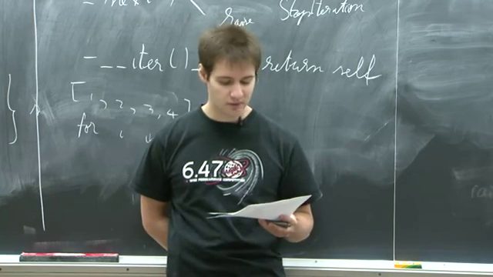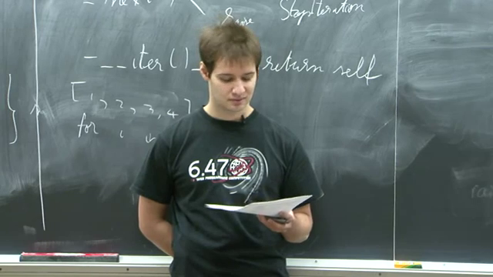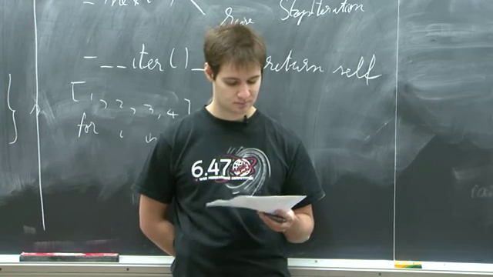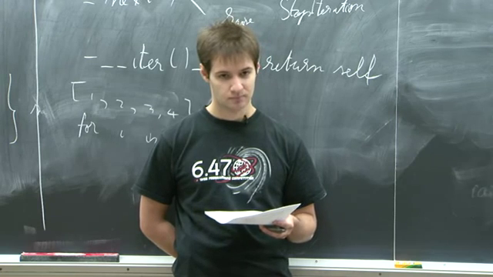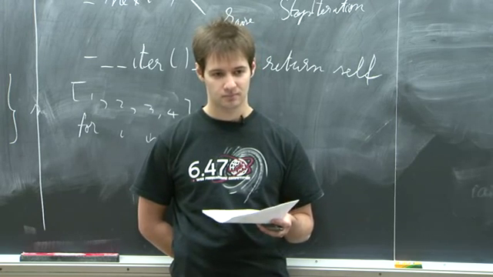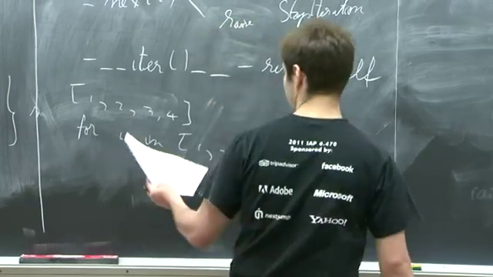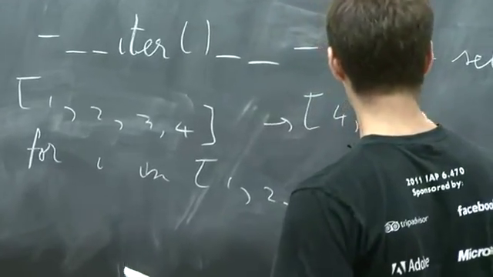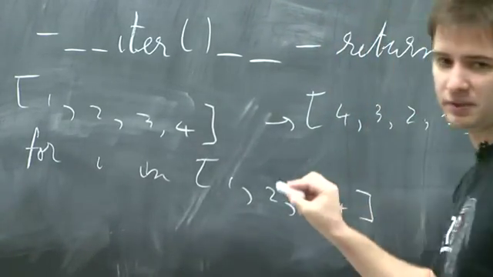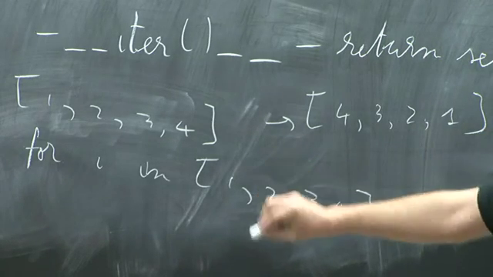Okay, any question on iterators? So it's going from the very end to the very beginning, and then it's stepping back. So reverse, if I give it the list 1, 2, 3, 4, I want reverse to give back 4, 3, 2, 1. Except it's not going to return a list, it's going to return something that I can use here.